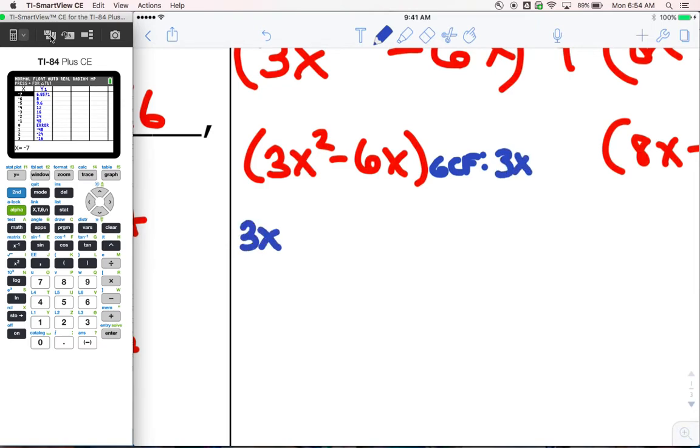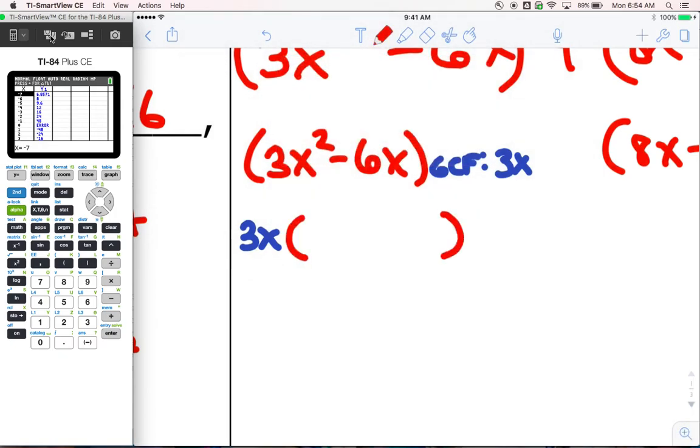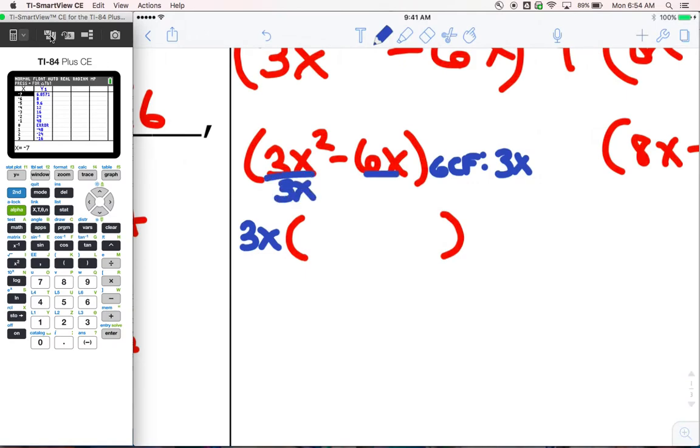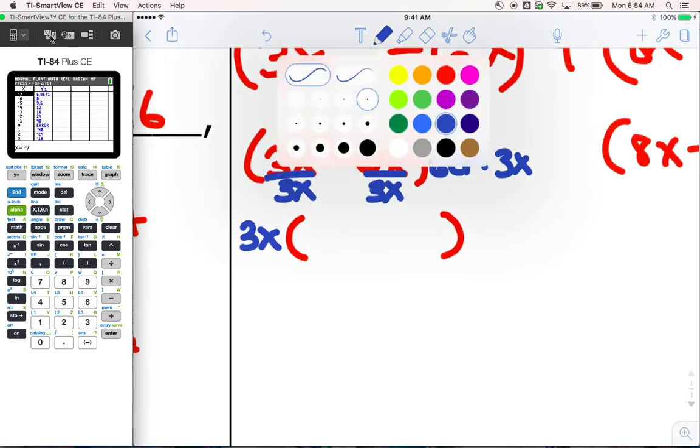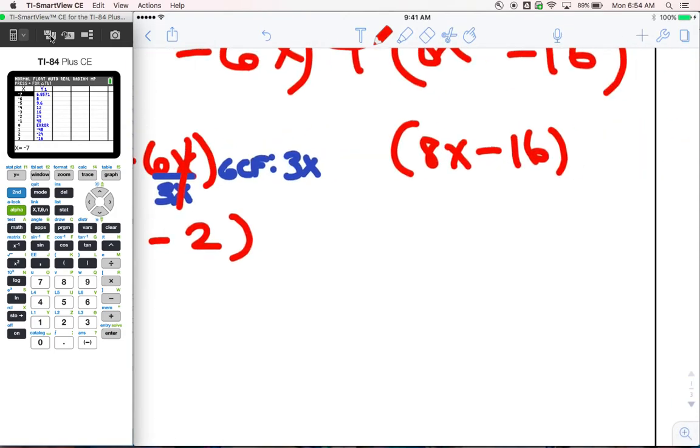So I'm taking out the 3x, it's going in the front. Then we got to figure out what's left over. Remember, you can always do this by dividing. Some of you like the fill in the blank method, which is also a decent way to do this. All right, 3's cancel, x squared over x is x. X's cancel here, negative 6 divided by 3 is negative 2. All right, let's move on to the next group.